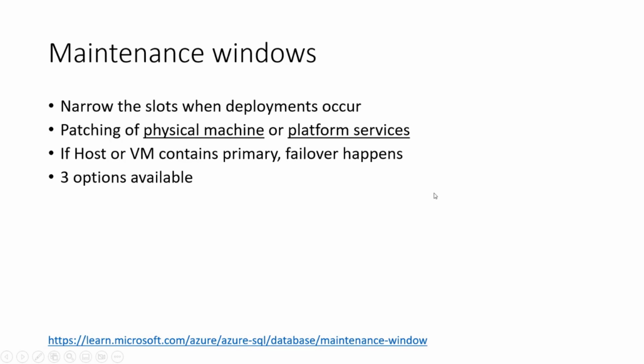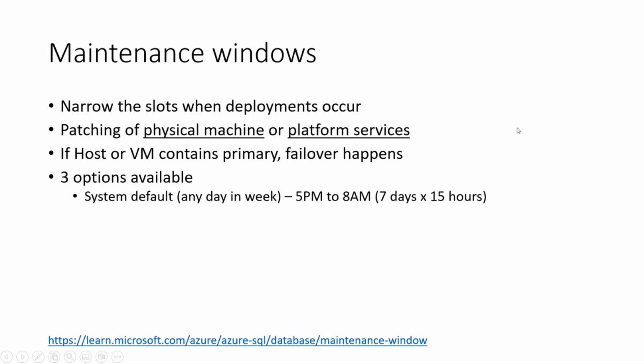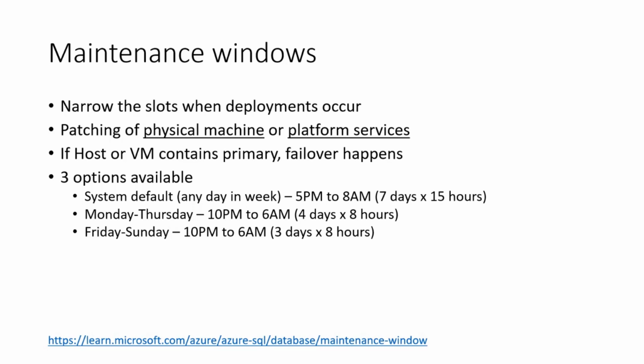There are three options available today. The default one, which means that any day in the week, starting 5 p.m. until 8 a.m. next day, is a candidate for executing the maintenance event. The so-called weekday slot that spans across Monday to Thursday, but in narrower time span, 10 p.m. in the evening until 6 a.m. in the morning next day, and the weekend slot going from Friday through Sunday. This doesn't mean that each of these days will contain an upgrade, but what this means is that these days are candidates when deployments can happen.